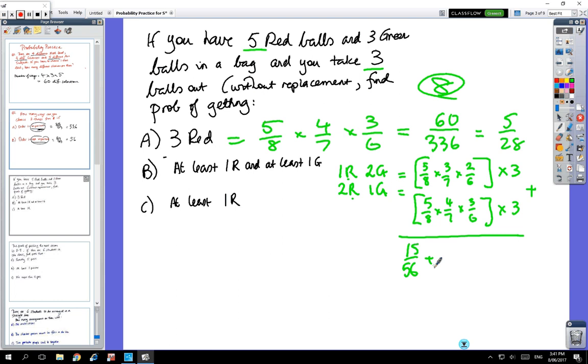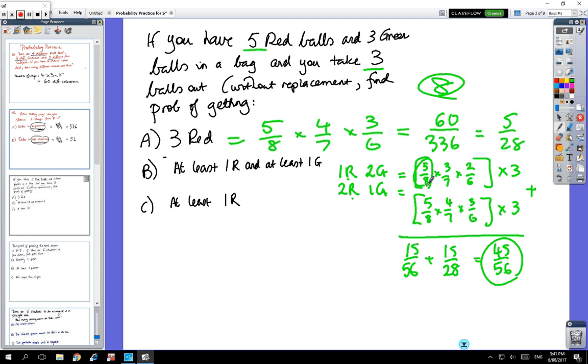Then for the other, it's 60 over 336 times 3. So that's 15 over 28, and then when you add those two fractions together, 15 over 28 plus 15 over 56, the answer is 45 over 56. So I think that's the right answer for that one. We just have to account for the fact that the red could be in any of the 3 positions.